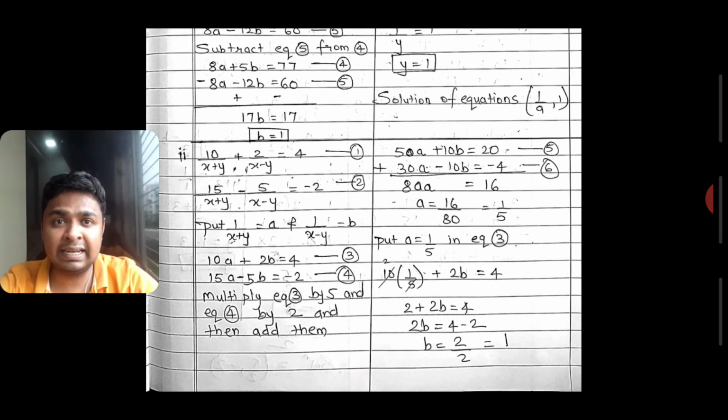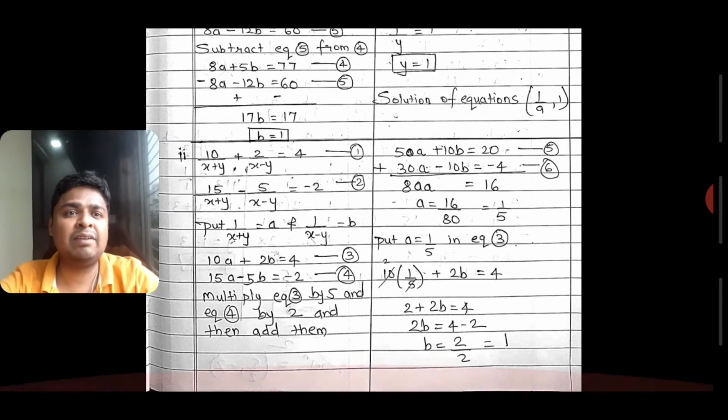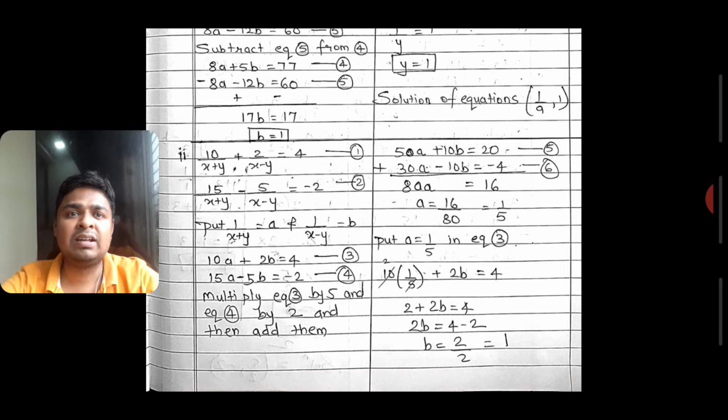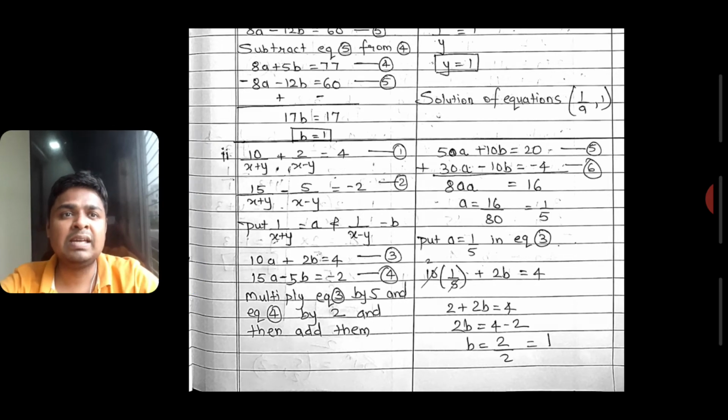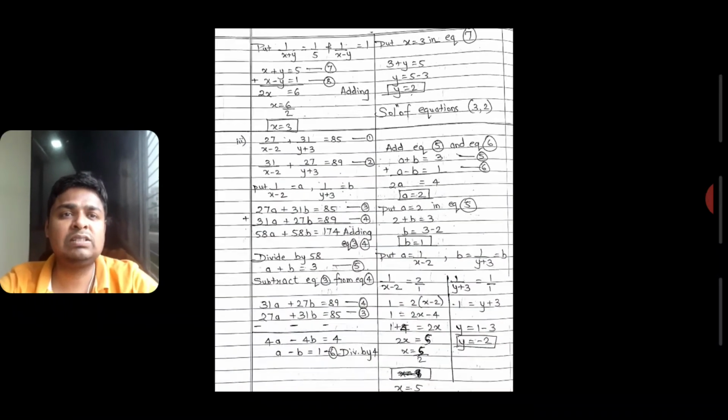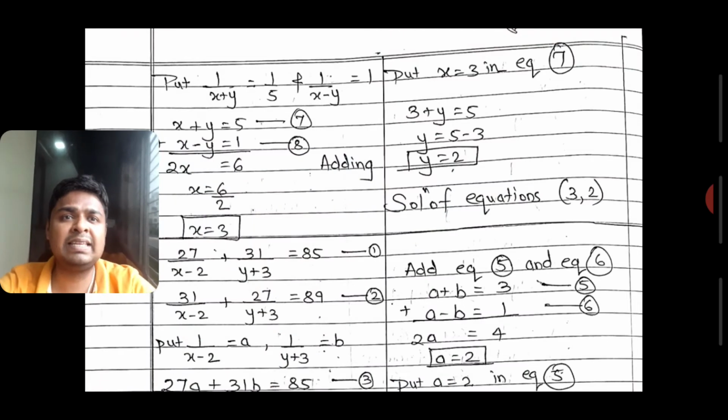I can cancel it. Now one sign is plus, another is minus. I add them, they get cancelled. So 50 plus 30 is 80a is equal to 16. A is equal to 16 upon 80, that is 1 upon 5. Substitute the value of a, you will get the value for b. And further you can solve it. 1 upon x plus y, you put it as a, 1 upon x minus y, you put it as b and solve further. So further solving, it looks like this.